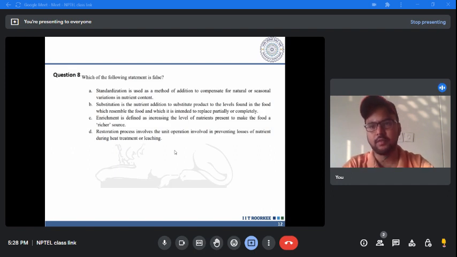So question 8 is: which of the following statements are false? The first option is that standardization is used as a method of addition to compensate for the natural or seasonal variation in the nutrient content. Then B, substitution is the nutrient addition to the substitute product to the level found in the food which it resembles and which it is intended to replace partially or completely. Enrichment is defined as increasing the level of nutrient present to make the food a richer source, and the restoration process involves the unit operation involved in preventing the losses of nutrient during heat treatment or leaching.